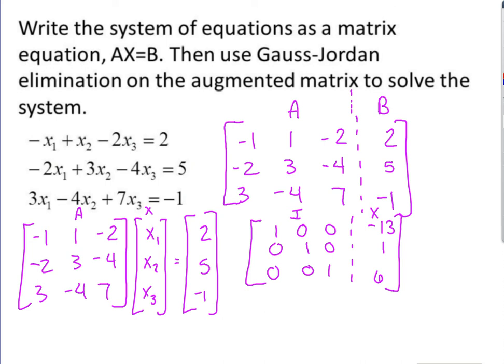So if we put the values in, that means these are our X values. So we know our x sub 1 is equal to -13, our x sub 2 is equal to 1, and our x sub 3 is equal to 6. Or we can say that matrix X is equal to -13, 1, and 6.